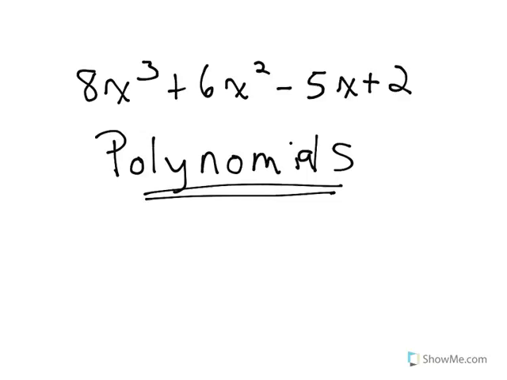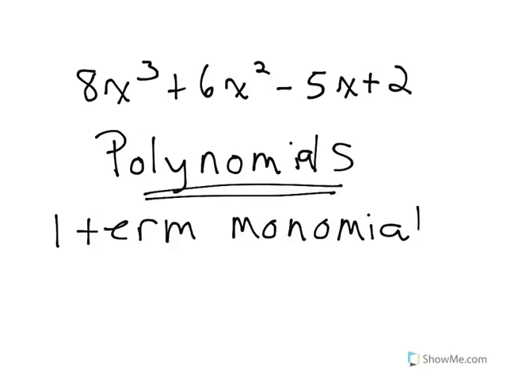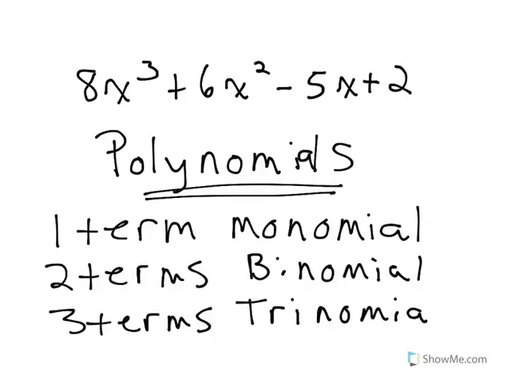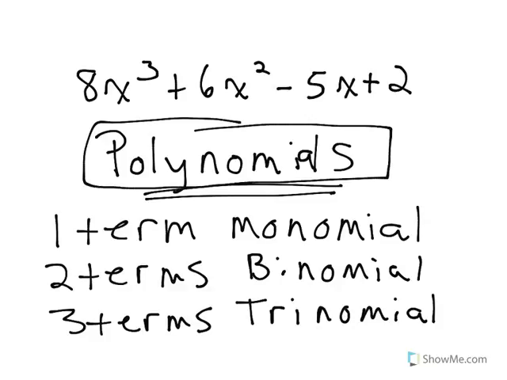Polynomials, when you have more than 3 terms. One term is the monomial. 2 terms is the binomial. 3 terms is the trinomial. Anything more than that is simply called polynomial.